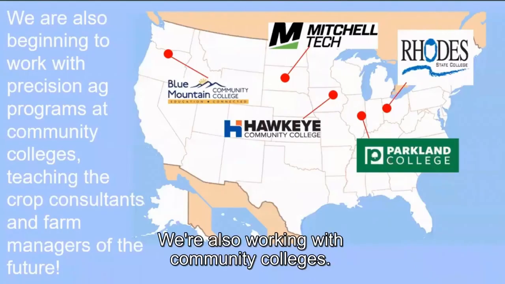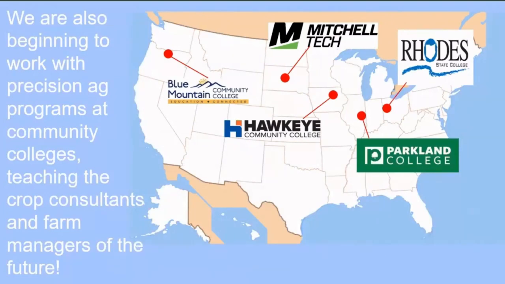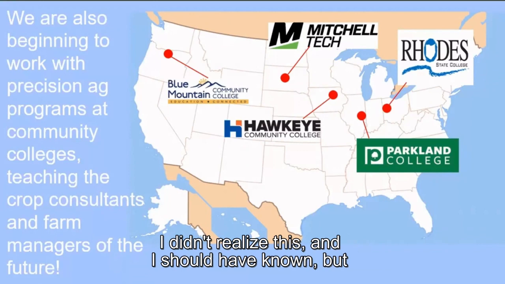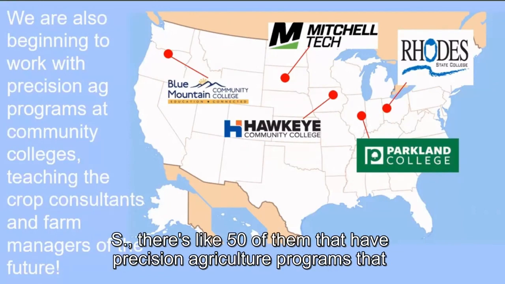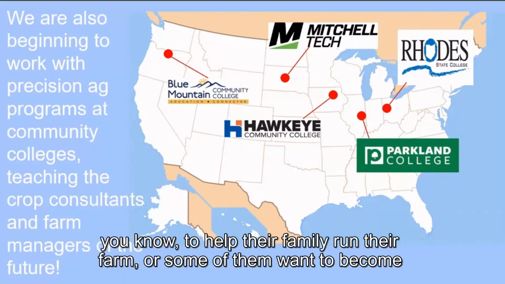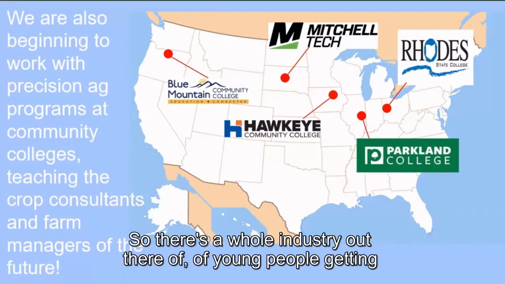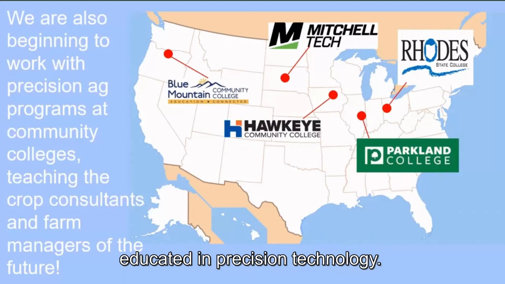Okay. We're also working with community colleges. We have applied for a government grant to create a class. I didn't realize this, I should have known, but community colleges around the US, there's like 50 of them that have precision agriculture programs that generally people can come in, take 2 years, and then use that to help their family run their farm, or some of them want to become crop consultants, et cetera. So there's a whole industry out there of young people getting educated in precision technology.